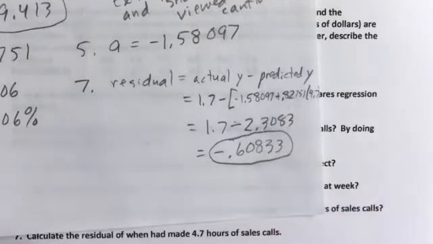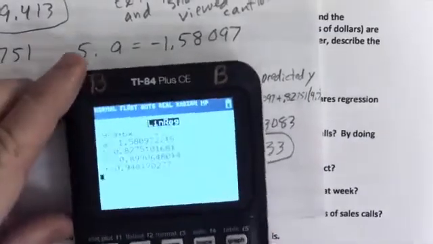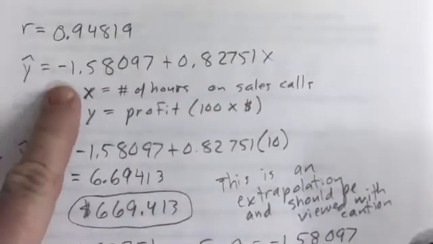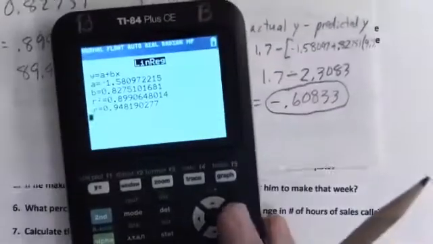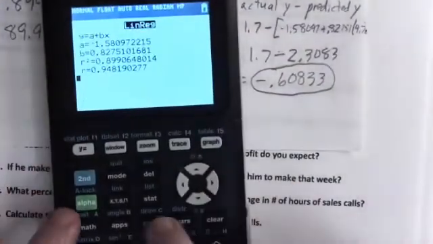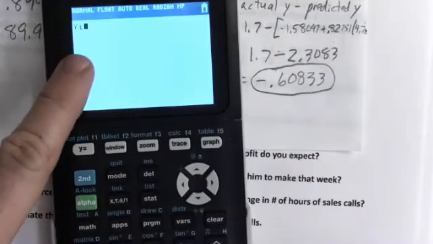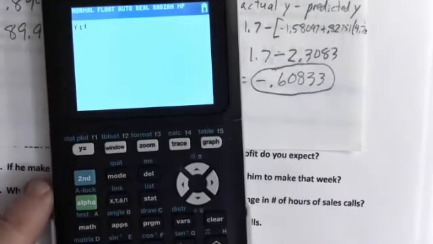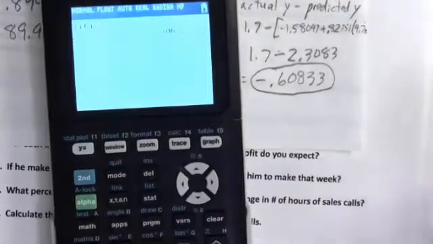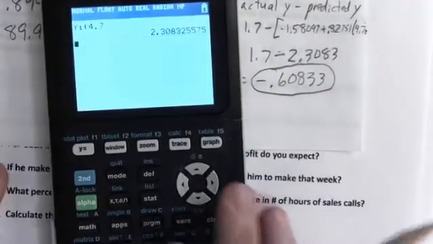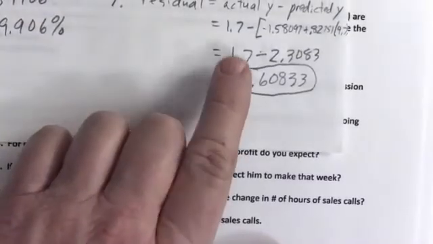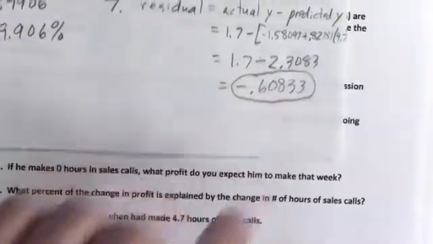Now, by the way, a quick way to enter 4.7, because I have this equation stored in Y1 in the calculator, is to just call it Y1. If I hit alpha F4 to call Y1, and then open parentheses 4.7, that enters 4.7 into the equation, and it gives me the predicted Y value right like that. Then you take the actual Y and subtract it, and you've got yourself a residual.